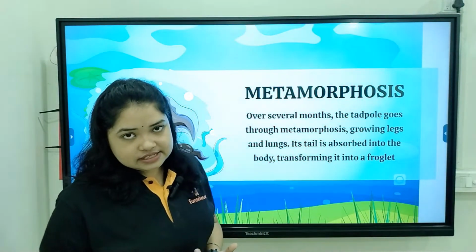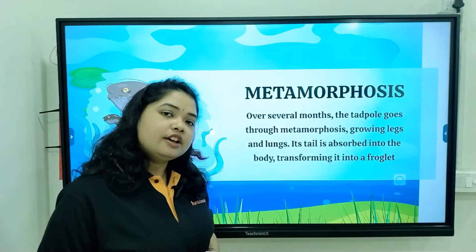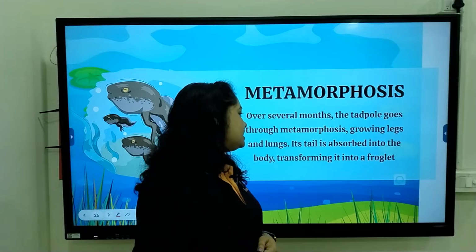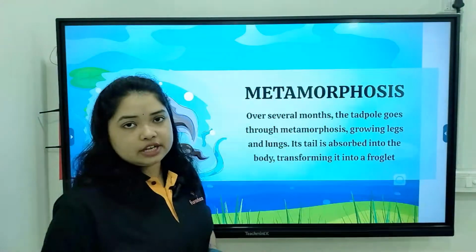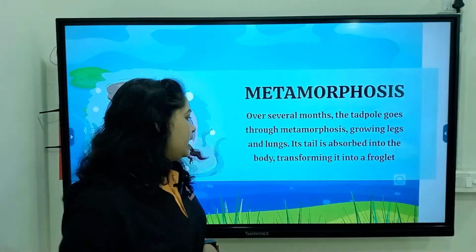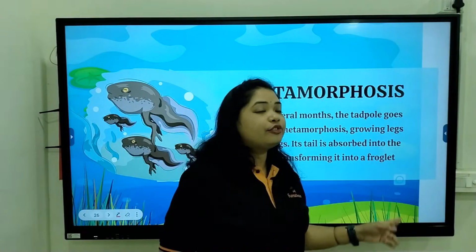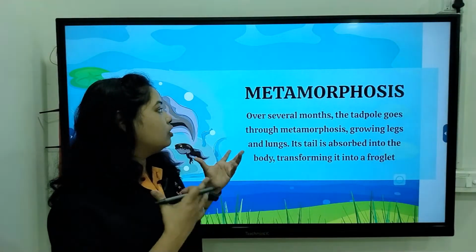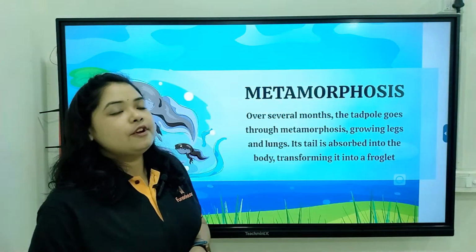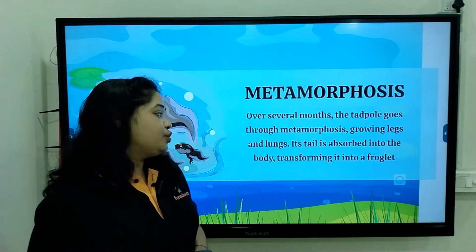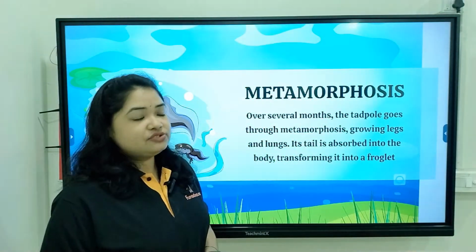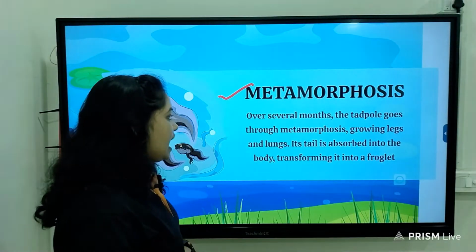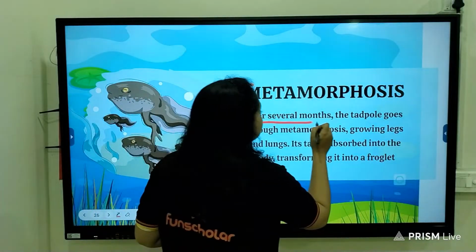Just like the lungs that we possess for breathing, frogs also have lungs for breathing, and the tail is absorbed into the body, meaning the tail will dissolve, transforming it into a froglet, that means a baby frog. So this huge change from the tadpole stage to the froglet stage, all together, is known as metamorphosis, and it happens over several months.